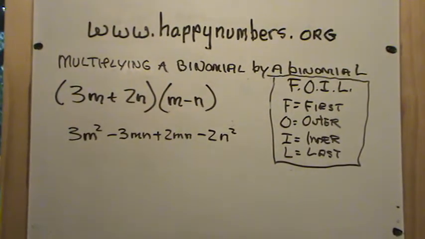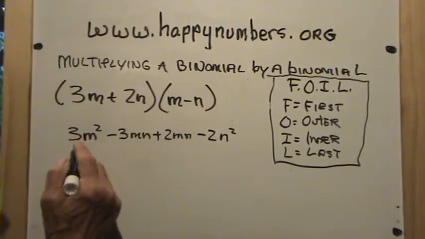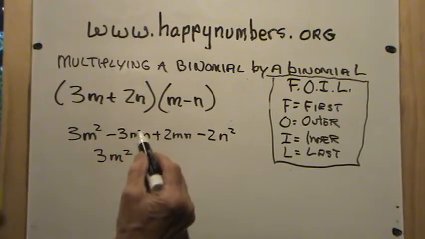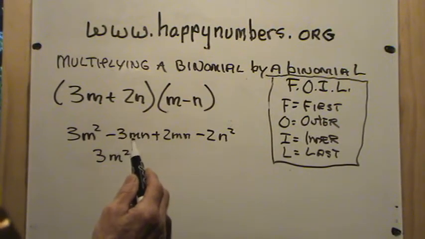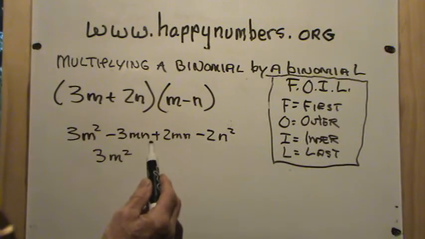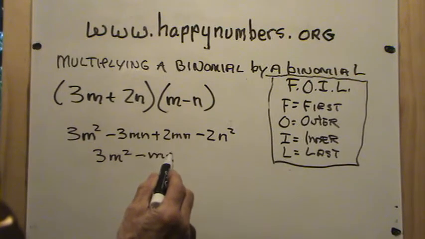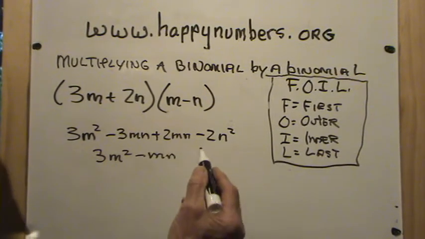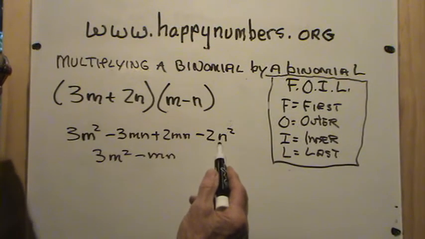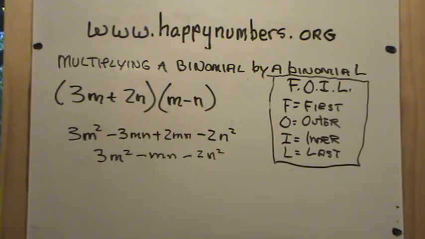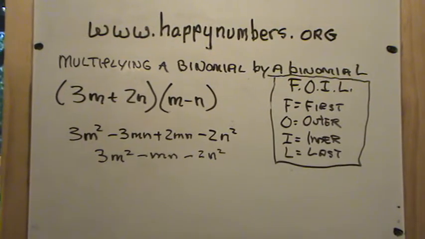Well, now we combine any like terms that we have. Well, we don't have any m squared, so we have 3m squared. But we have two mn terms. We have a negative 3mn and a positive 2mn. So that would give me a negative 1mn, and we don't write the 1. And then I have only one n squared term, so that would be negative 2n squared. So that's how we solve multiplying a binomial by a binomial using the FOIL method.